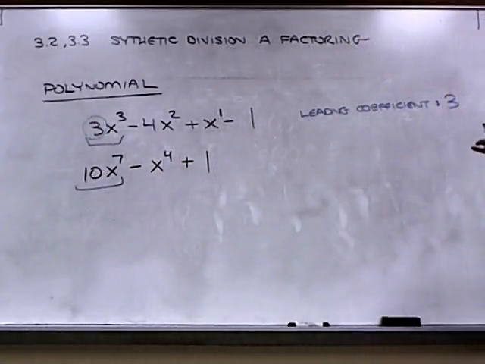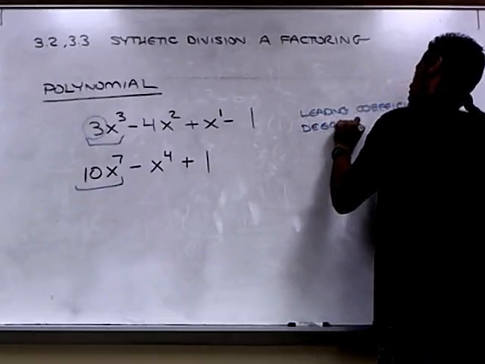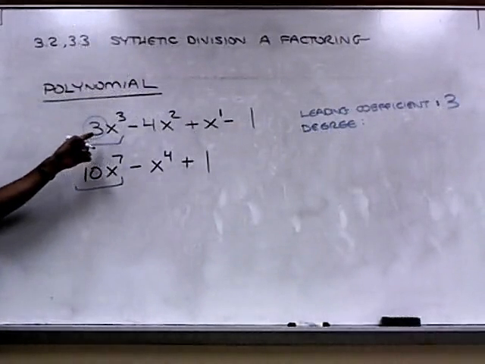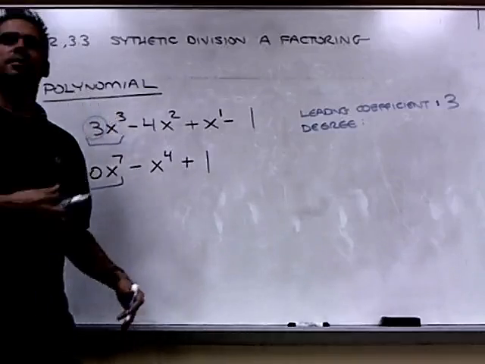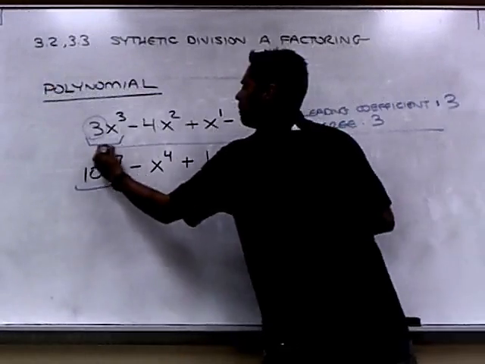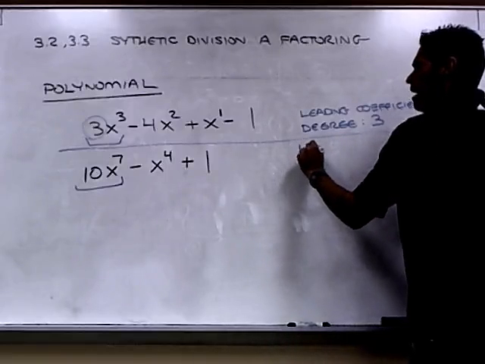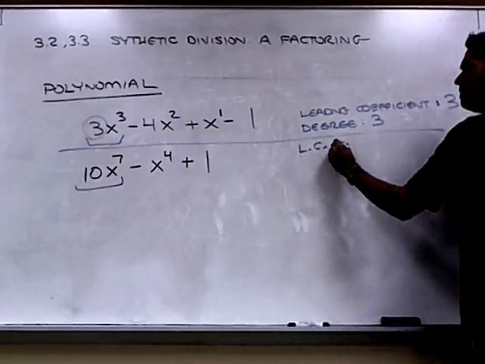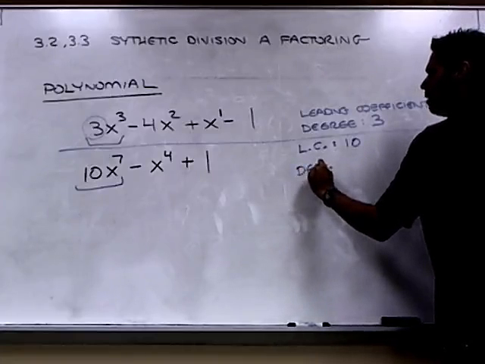And then it has what's called its degree. The degree of this polynomial is the highest power of x that you see. So what's the highest power of x that we see here in this one? 3, right? So it just turns out that in this problem, the degree and the leading coefficient are the same. How about on the next one? What's the leading coefficient on the second one? I'm going to call it LC from now on, meaning leading coefficient. What is the leading coefficient? 10? Is that what you said? What's the degree? Degree is 7.